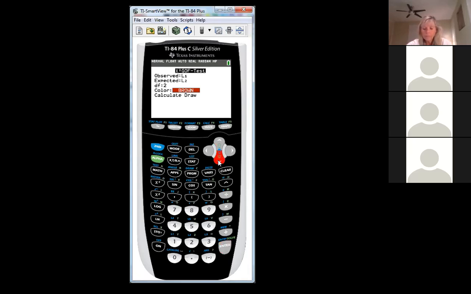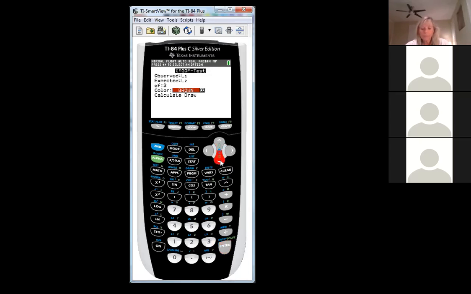And DF is degrees of freedom. The way you calculate it is very, very easy: you take the number of choices for the answer minus 1. So how many different choices could there be for the answer? Yeah, 4. North, south, east, and west. That's 4. Subtract 1, and you get 3, and that's the degrees of freedom. Any questions on that?